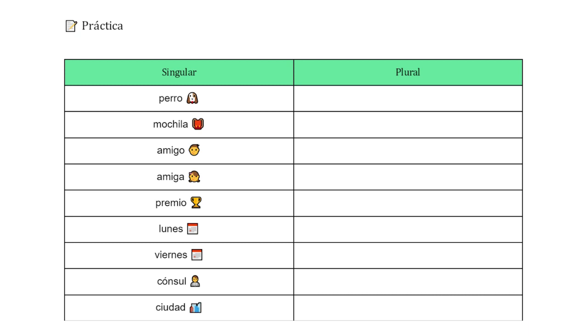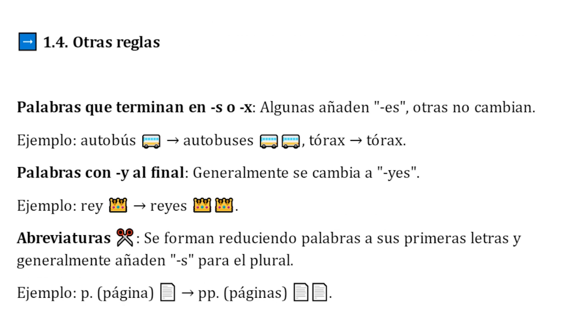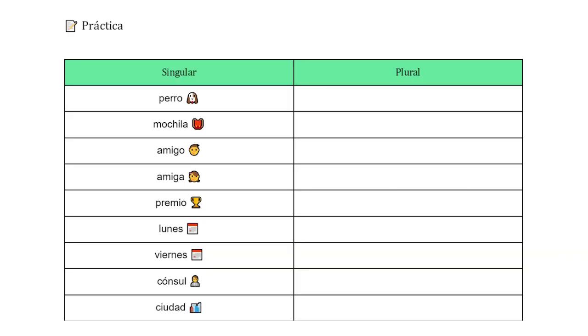Remember, if it ends in a vowel, add an s, and if it ends in a consonant, add es. If the word already ends in a... practice this rule, I'm going to let you do this exercise. Remember, if the word ends in a vowel, add an S. If the word ends in a consonant, add an ES. And sometimes if the word already ends in an S, you don't have to change it.